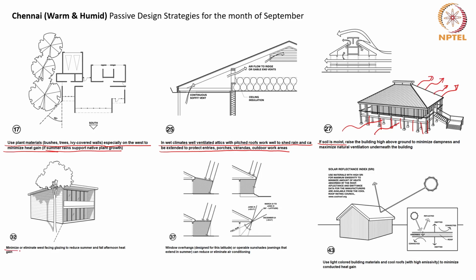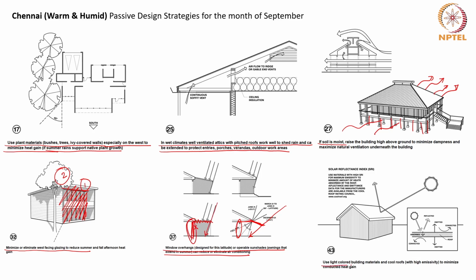The next strategy is to minimize or eliminate the western sun by shading it either with shading devices or with vegetation. Window overhangs designed for this latitude or operable sunshades like awnings. These are natural sunshade. We can have awnings which will further prevent the solar radiation from hitting the wall or the glazing, thus reducing the load on air conditioners. So we can have awnings extended, and because of which the solar radiation does not strike the wall surface.